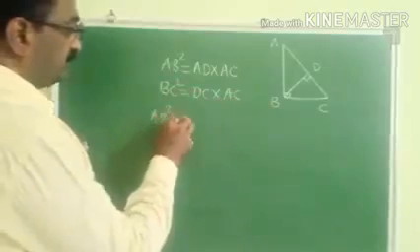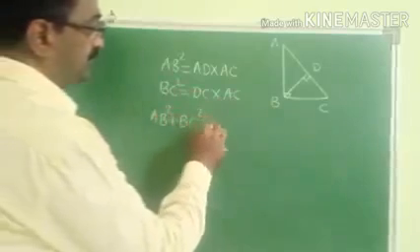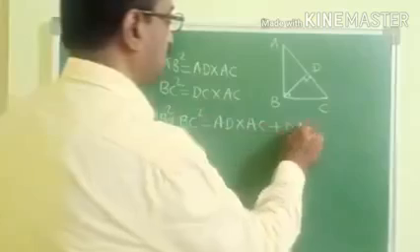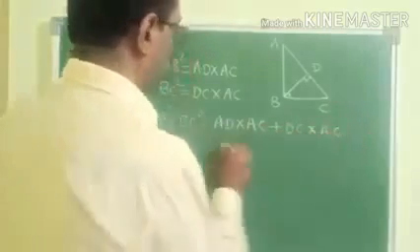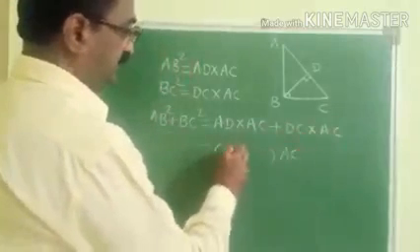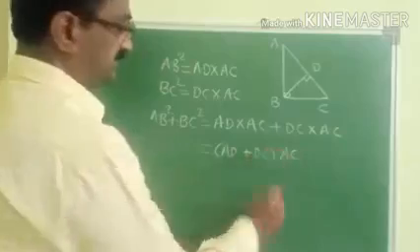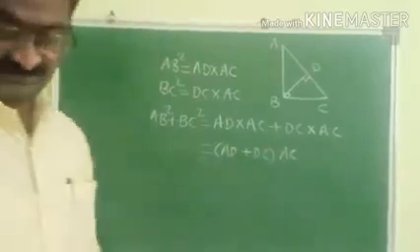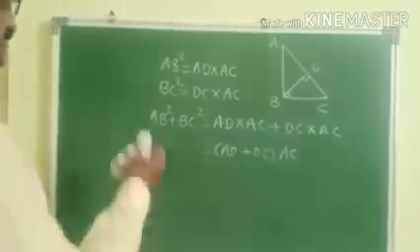AB square plus BC square is equal to AD into AC plus DC into AC. After taking AC common, what do we get? AD plus DC, and AD plus DC is AC. So AC into AC is AC square. So we get the required result.